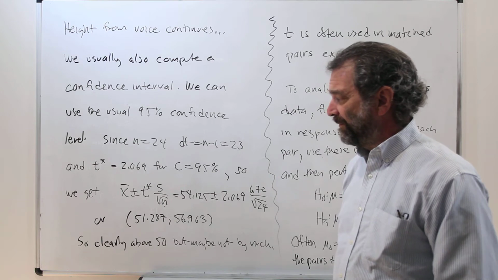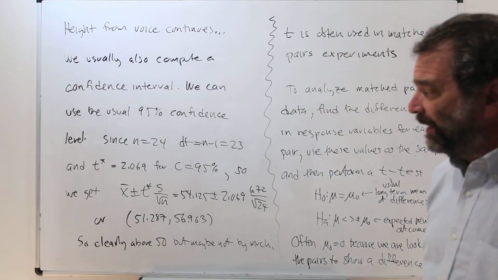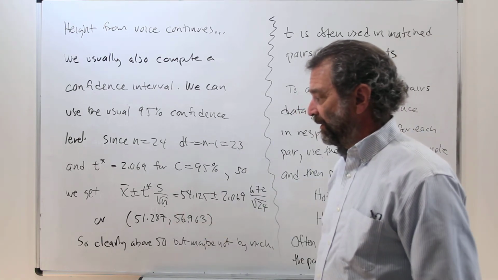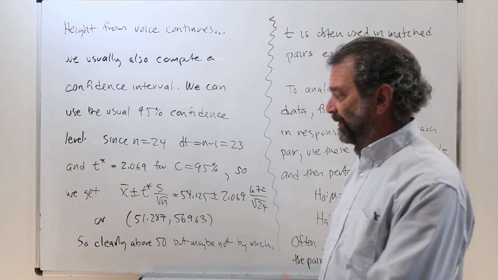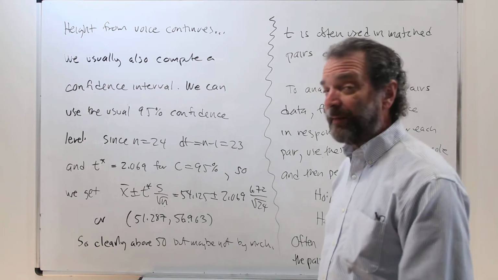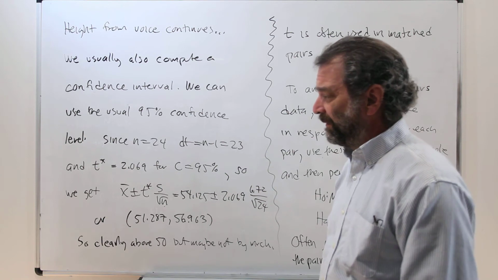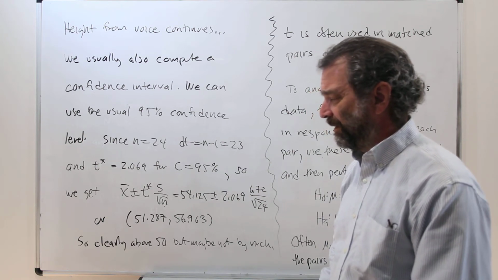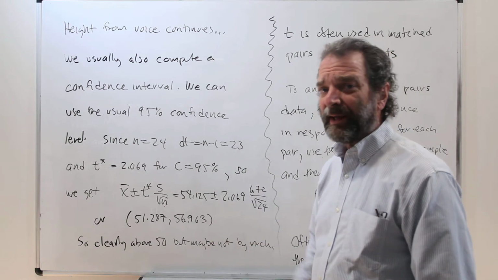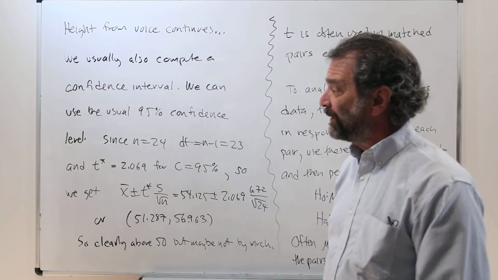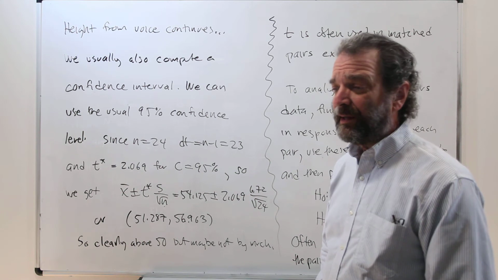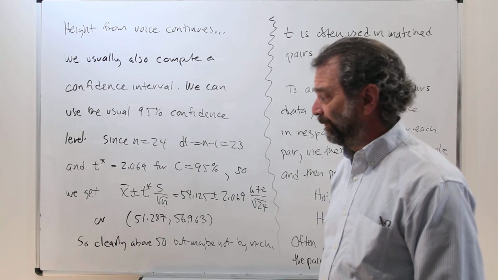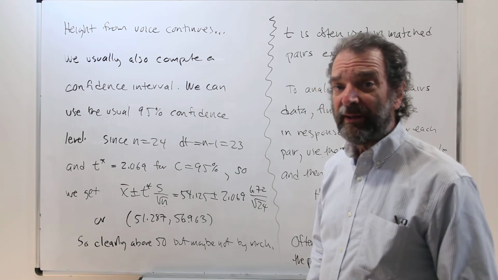So clearly above 50, but the range of values we have there, it could be almost as small as 51, or as big as maybe almost 57. 51 we might not find that astonishing, that you could tell a little bit. 57 though seems like a bigger number, so with that small a sample size, we don't have a very good idea what the long-term mean is going to be. But we can tell it is above 50.